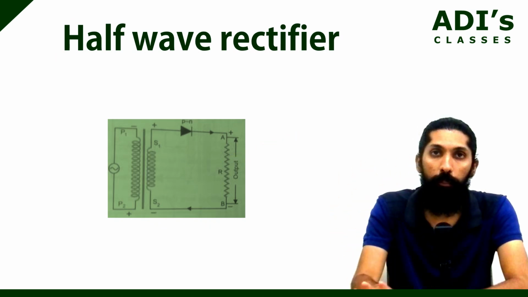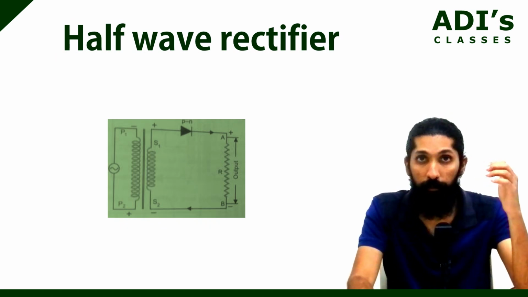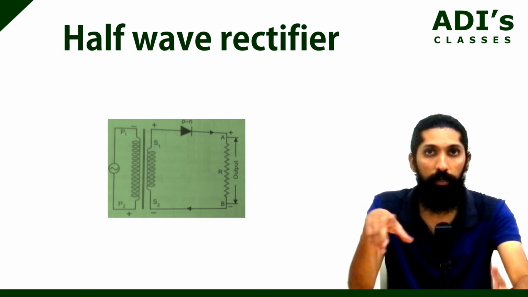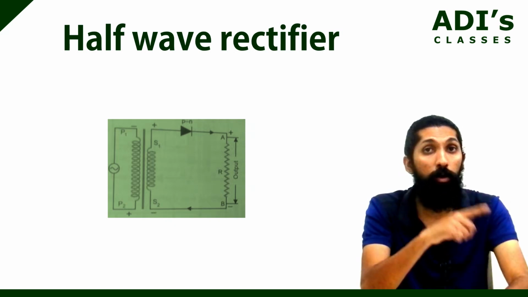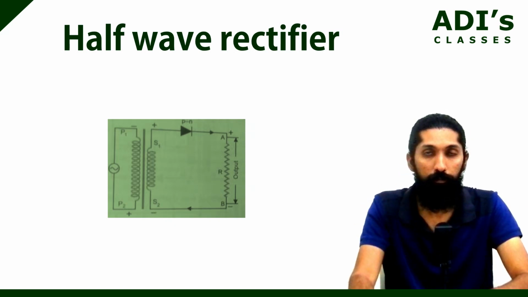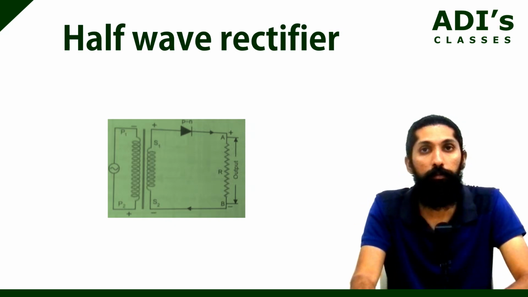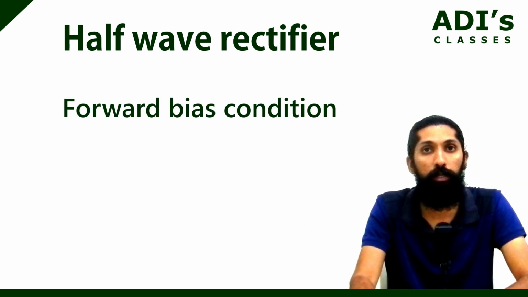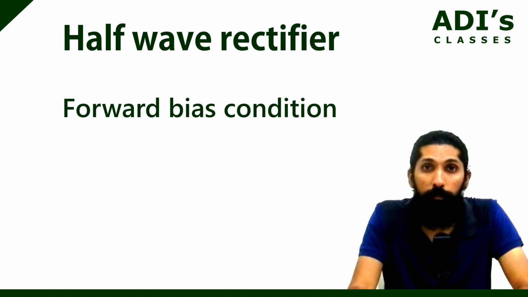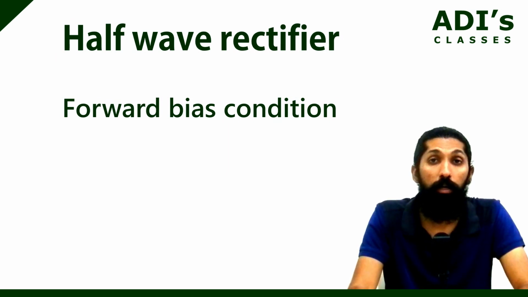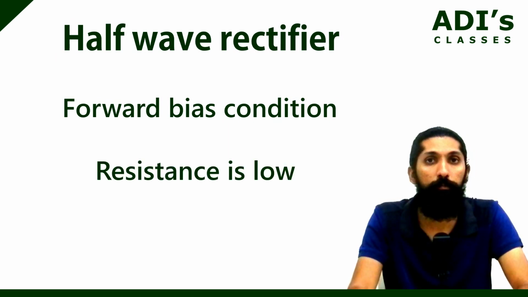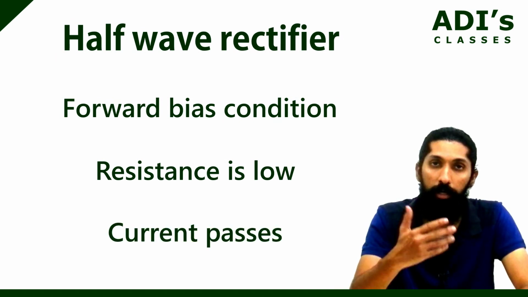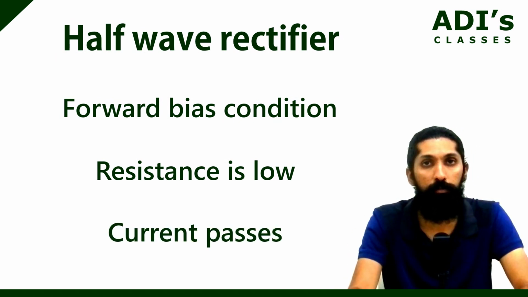Now the output we take is through the resistor. Now what happens? In the first half of the cycle, you have an alternating current. In the positive half of the cycle, the P-type of the semiconductor is going to become positive. That means N-type will become negative. This is forward bias condition. And in forward bias, the resistance is very low. Current passes through it happily.